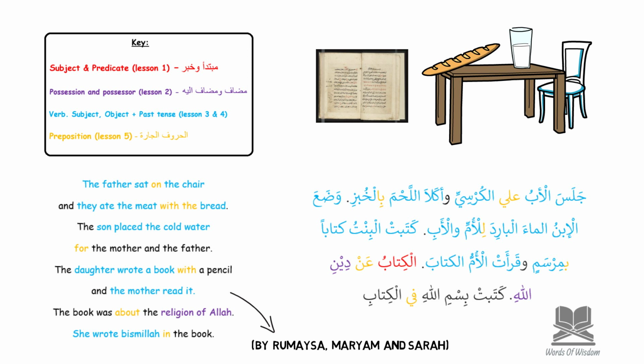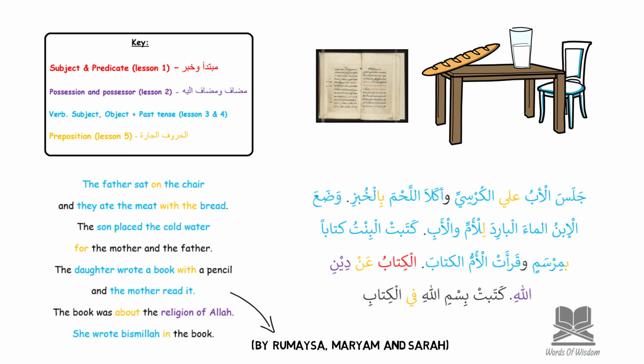Wa akala, and they ate. So we're assuming this is mom and dad. So 2 of them. Wa akala, like fa'ala. Wa akala al-lahma. They ate meat with, so that's a preposition be, al-khubzi, with the bread. Bil khubzi.